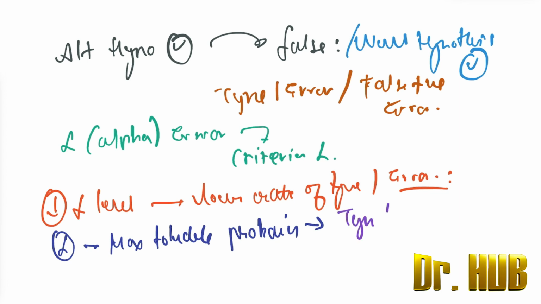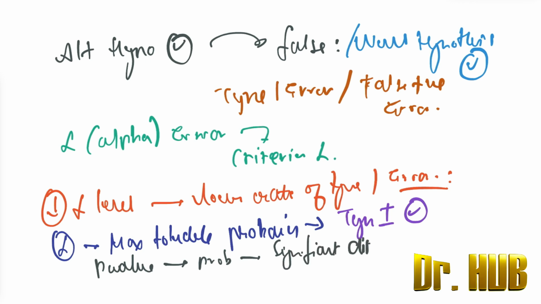The p-value is the probability that a significant difference is declared when there is none.